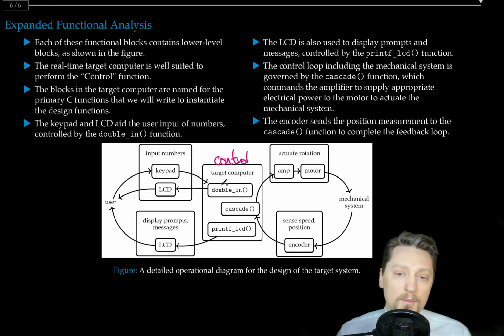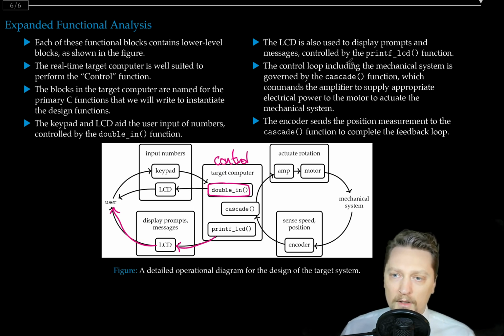So double in, which we are writing in this chapter's lab exercise, interacts with the user for the input of numbers through the LCD and the keypad. So the user can key in numbers and view the numbers that they're keying in on the LCD. The LCD is also used to display prompts and messages controlled by the printf LCD function. So we see also in control the printf LCD function that interacts with the user through the LCD. It displays prompts and messages.